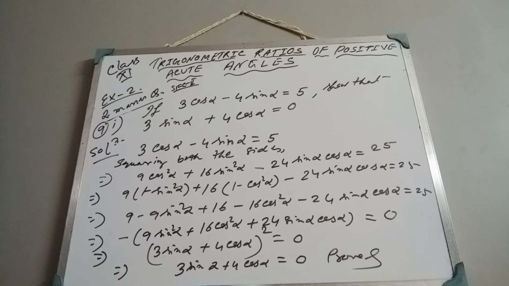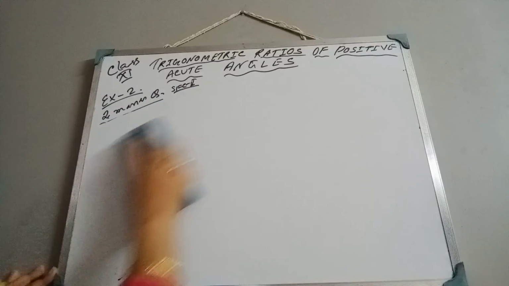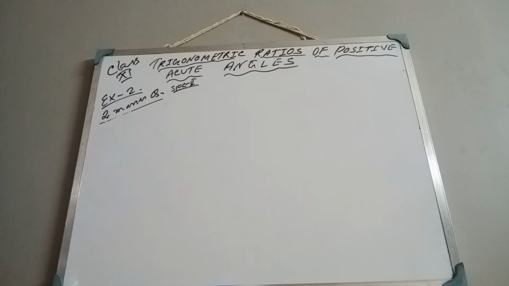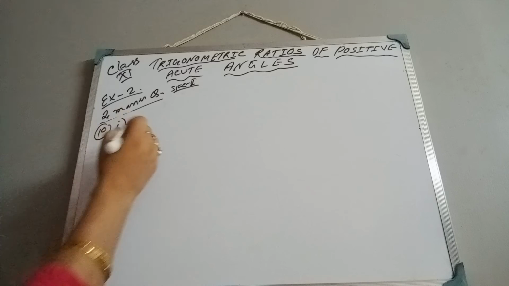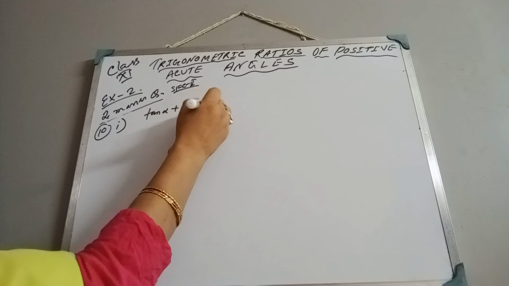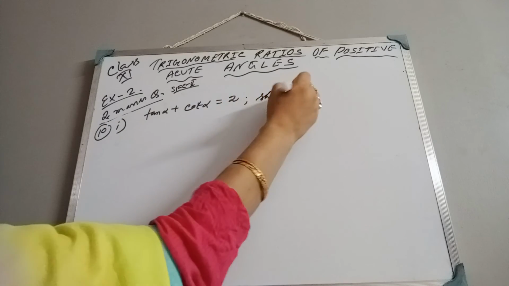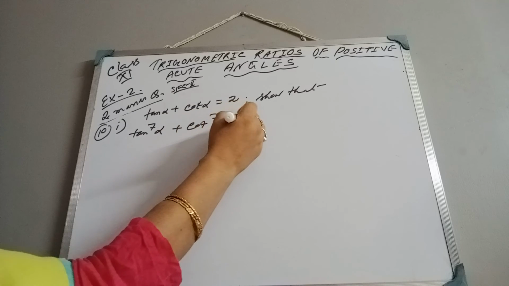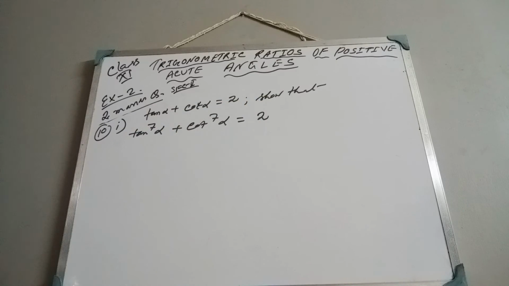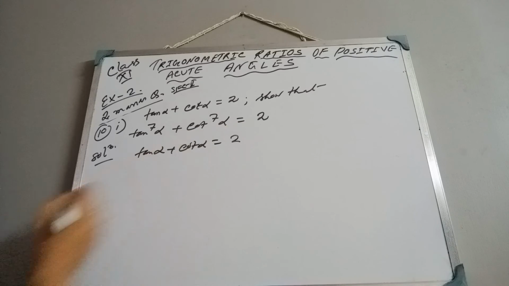Next sum number 10. 10 part 1. What is the question? Tan alpha plus cot alpha is equal to 2. Okay. Show that tan to the power 7 alpha plus cot to the power 7 alpha is equal to 2. Okay. Same as before, we'll start from the given part. So tan alpha plus cot alpha is equal to 2.